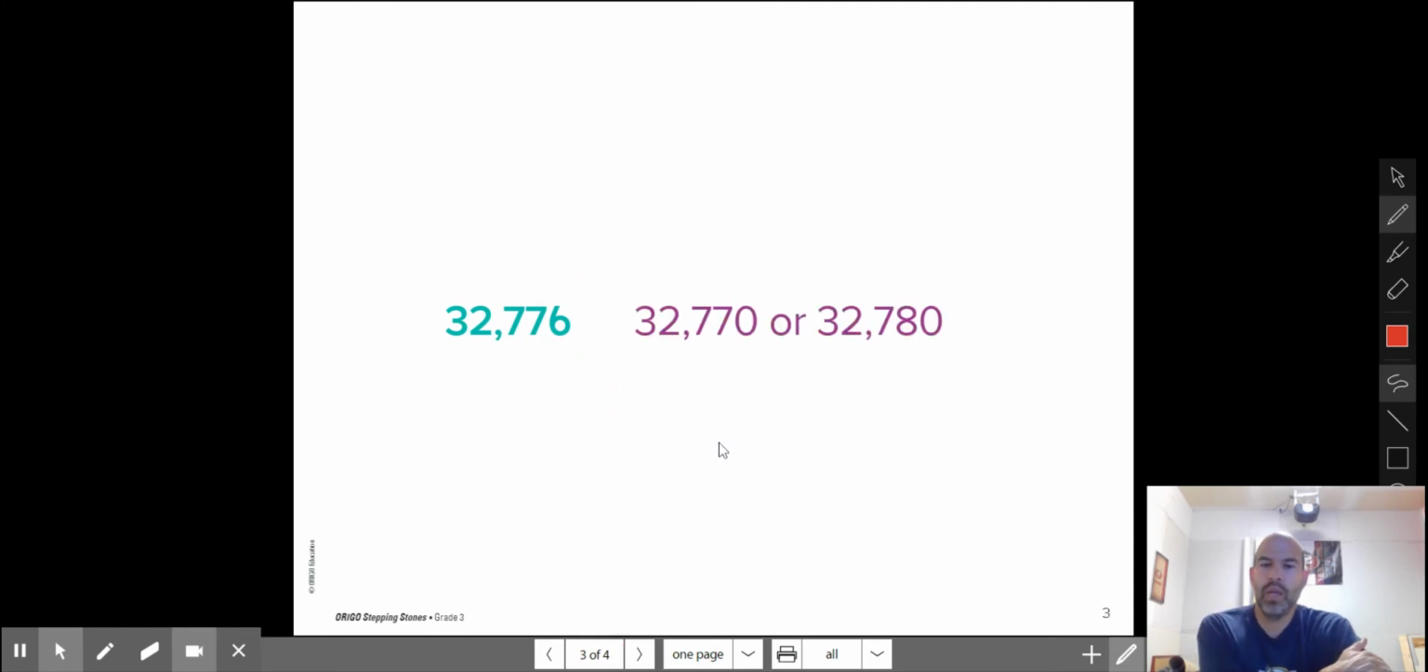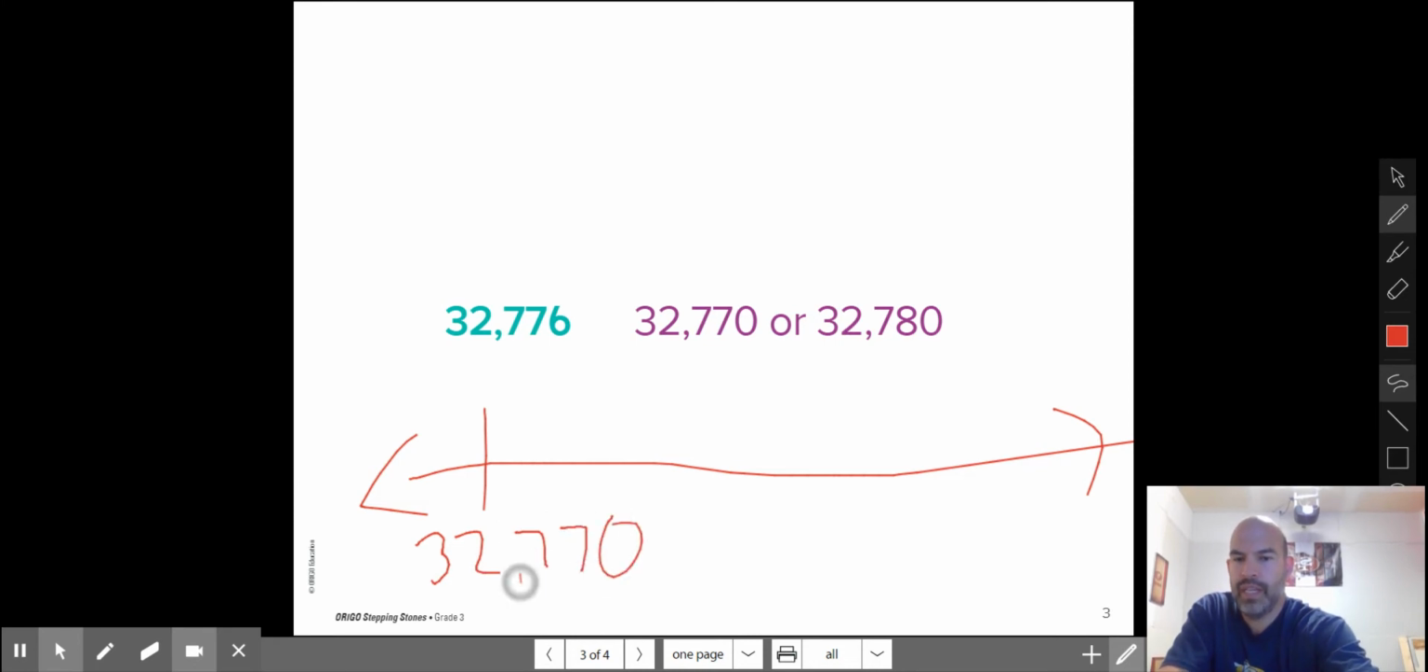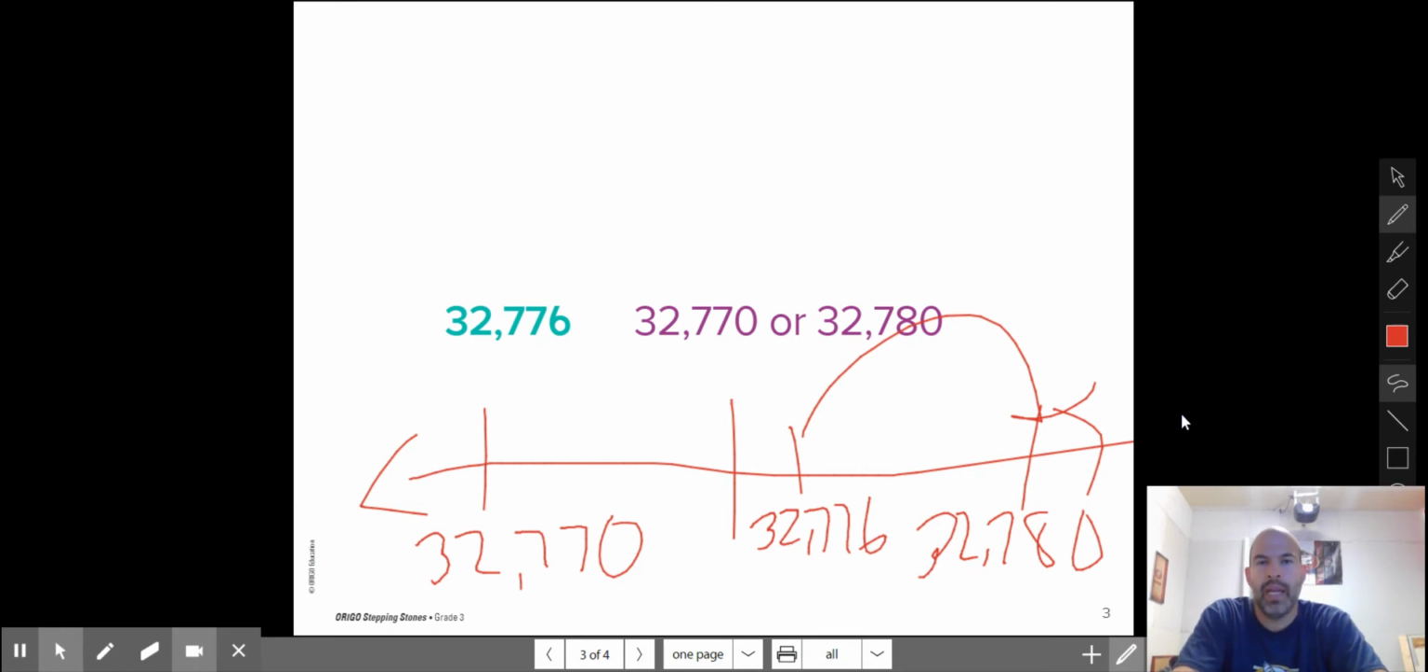All right, now my numbers aren't perfect there. This is asking us if we round to 32,770 or 32,780. If we use the number line to help us here, check this out. We could place 32,770 here, and we could place 32,780 over here. If that was the 5 mark, this would fall right here, right? So this would be 32,776. So we're going to round it up. Just to give you a visual using a number line to help you with that.